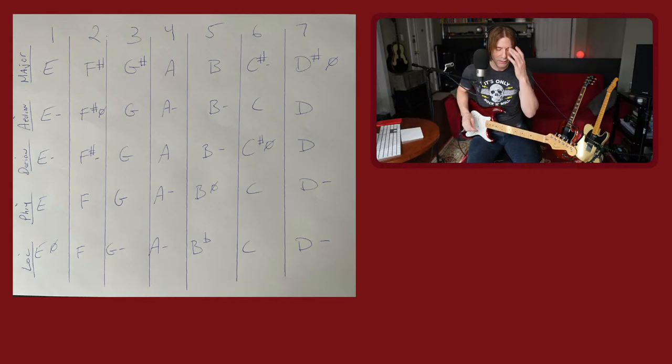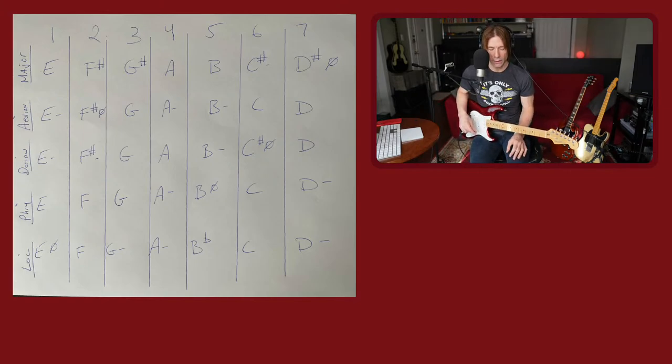So, all right. I basically have a progression here that I looped. The first one, I think it's an E, C sharp minor, A. You can go ahead and just play the E major scale over this whole thing.